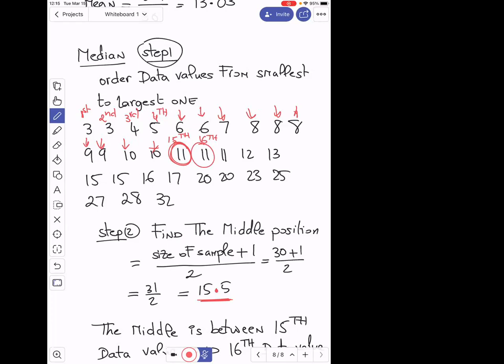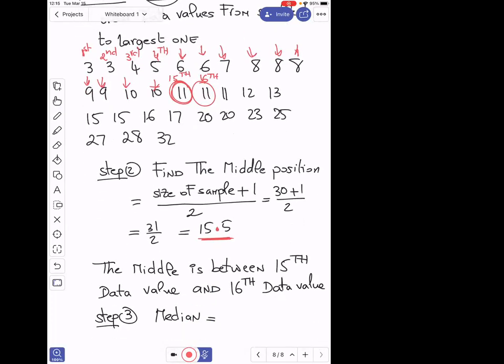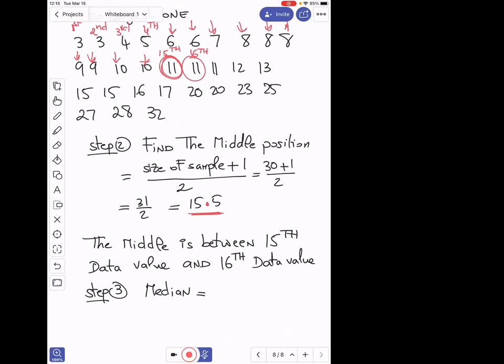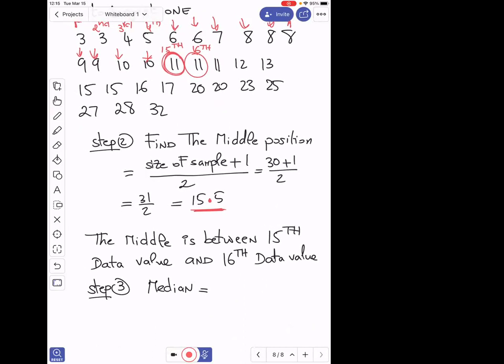So what we need to do now is take the average of the two numbers in the 15th and the 16th positions. That would be 11, the number in my 15th position, plus 11, which is in the 16th position. Then take the average, so we need to divide by 2, always by 2. Of course that will be 22 over 2, so the answer is 11.